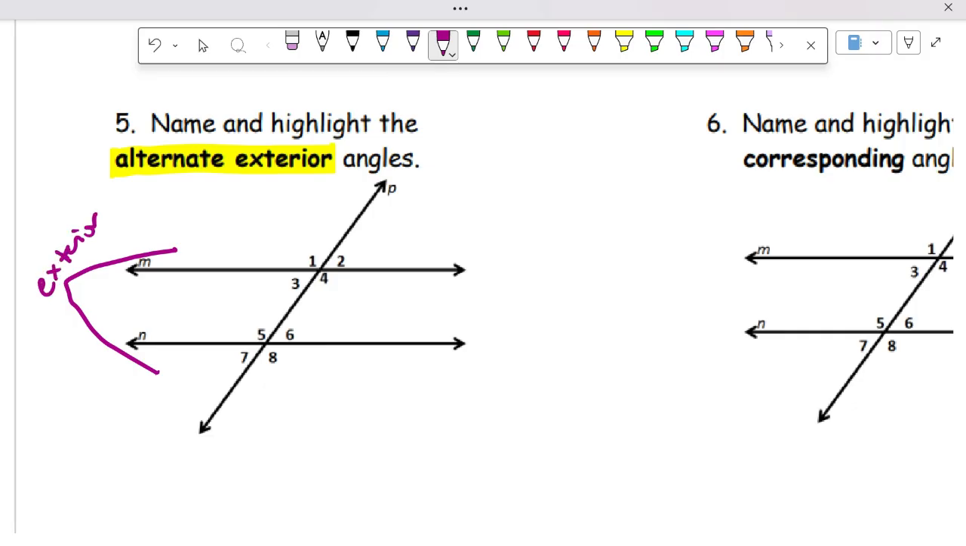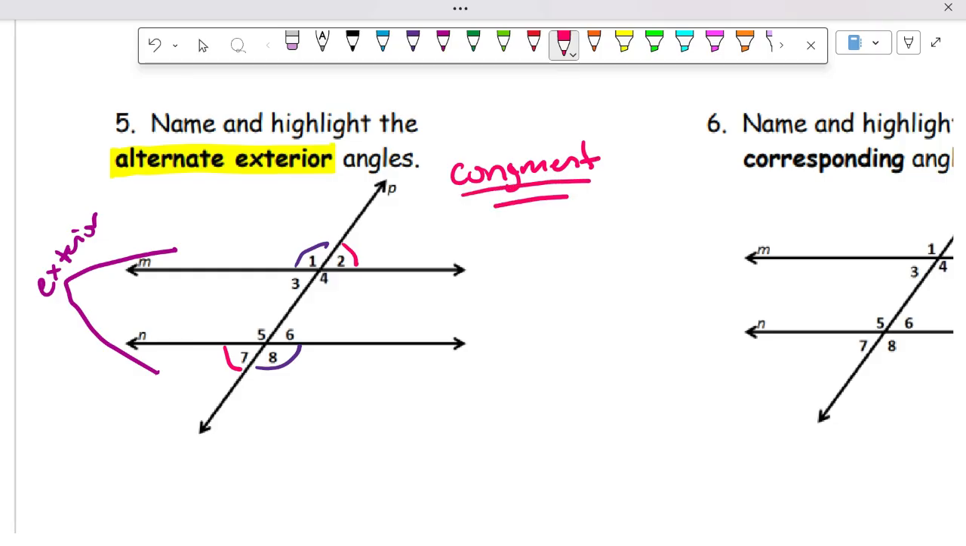So, same concept as alternate interiors. So, can someone name me besides Rajan what a pair of alternate exterior angles would be? 1 and 8's one. Someone different. 2 and 7's the other. And like I said, they have the same relationship as alternate interior. They are congruent always.